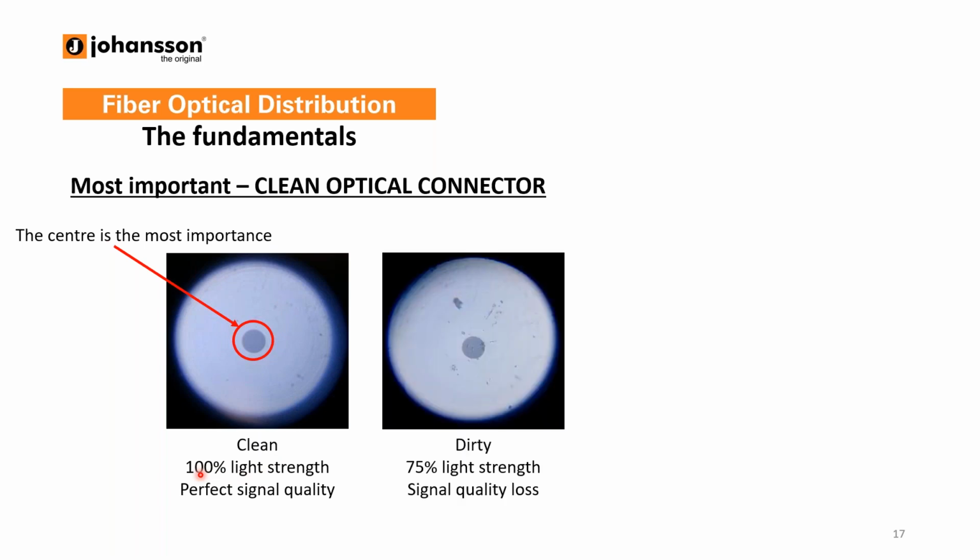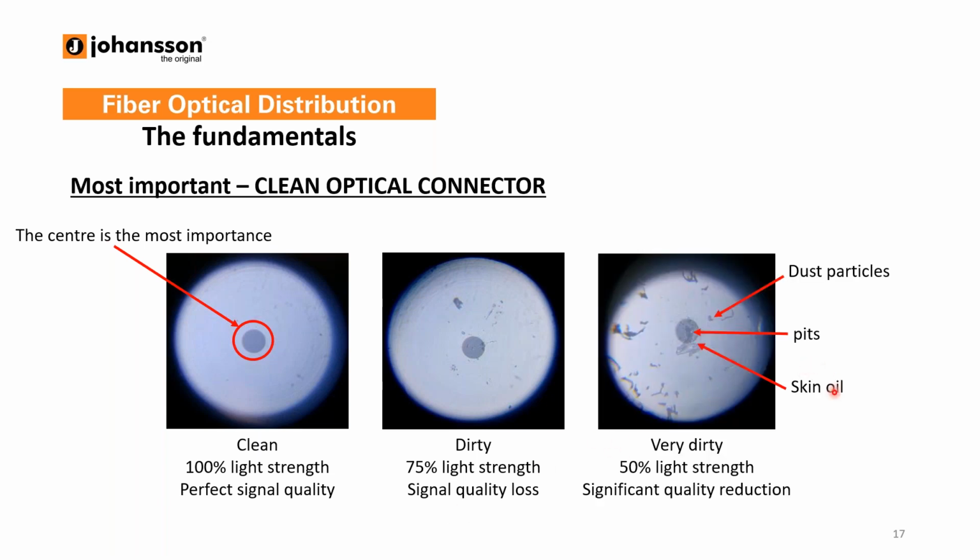Of course, if you have dust particles on your cable, like here, you see already some dust particles. If these dust particles are on the core, then it will block the light. Any light that is stopped by these particles will not be detected. So you can lose, for instance, 25% of your light strength by just a small piece of dust on your optical cable, and this will result in signal quality loss.